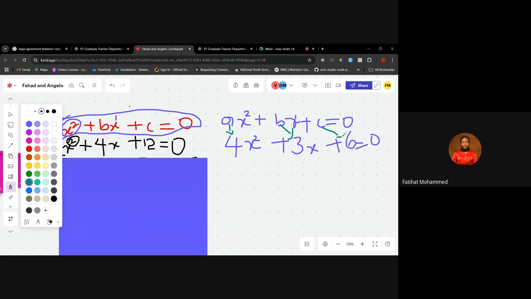There are different ways of doing it though. Look at it now. x will cancel x, so A is equal to 4. Your B will be equal to 3. Here, your C equals 6. Can you see that it's very simple?